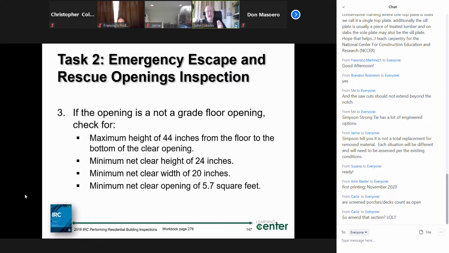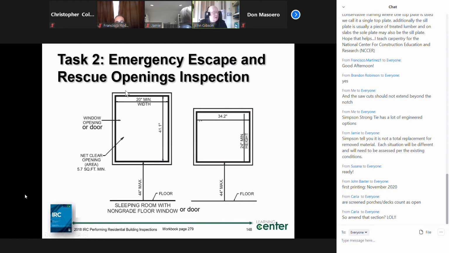And that's to account for the ladder that the firefighter is going to use when they're trying to navigate this window. So that was what the extra 0.7 square feet is going to account for. So these are just showing some examples about the 5.7 square feet. We do want the sill height to be at 44 inches maximum off of the floor, so that we can get to it without the use of a ladder necessarily.